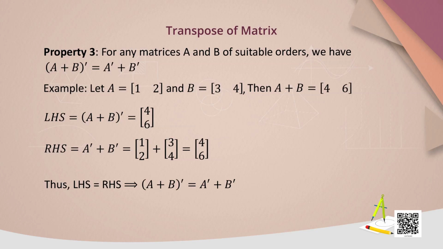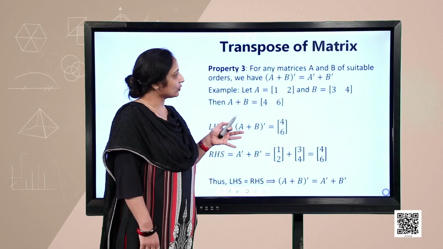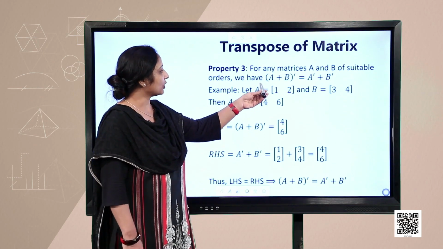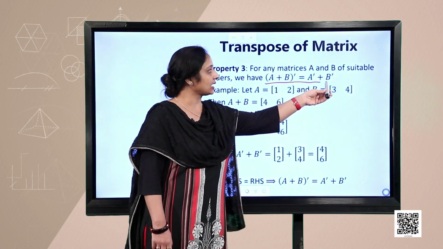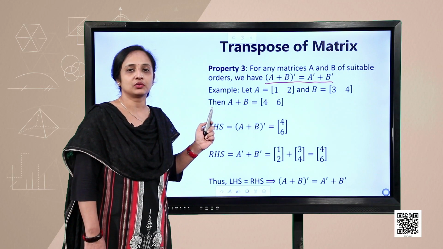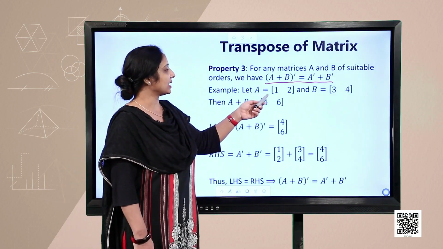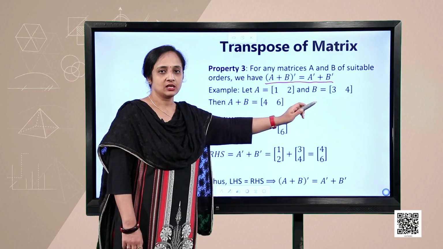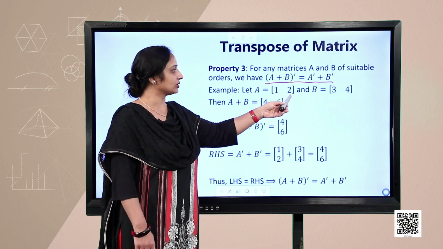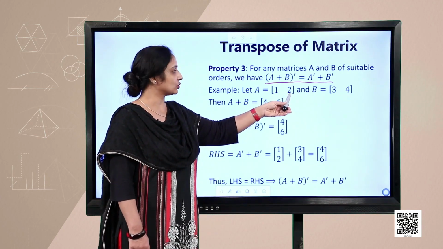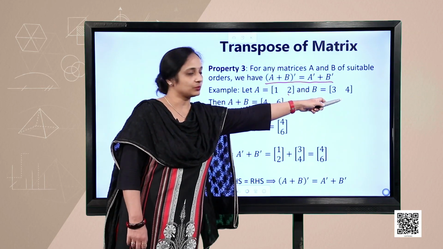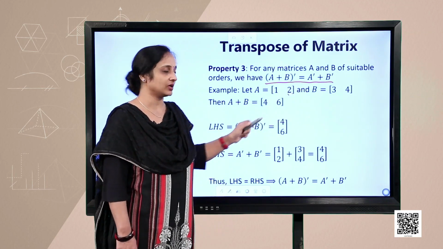Property number 3, for any two matrices A and B of the suitable orders, that means they are going to be of the same order, this property is satisfied. A plus B whole transpose is equal to A transpose plus B transpose. For example, this is matrix A, this is matrix B. So, first step is to check out their orders. This order is 1 by 2 and B matrix is also having order 1 by 2.